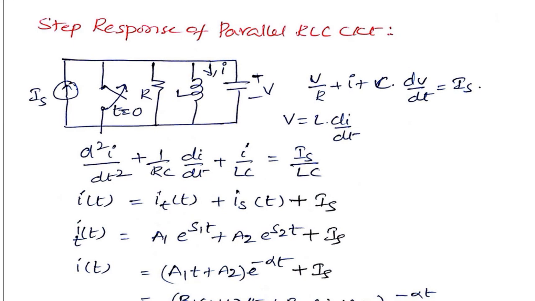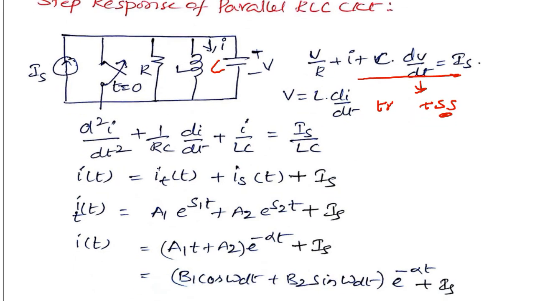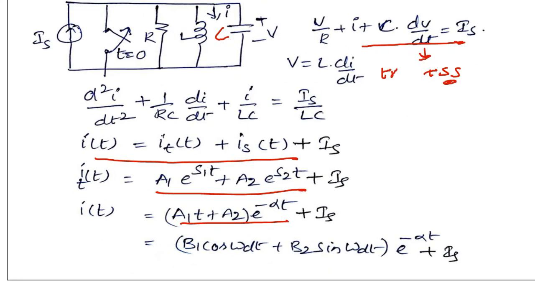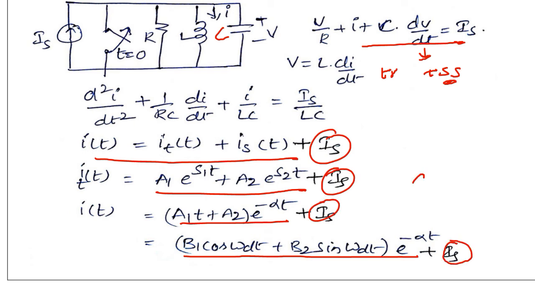Similarly, the step response of RLC parallel circuits. Here I am taking a current source, so R, L and C are connected in parallel. By writing the equation v by R plus I plus C into dv by dt is equal to Is, this equation will give two responses: the transient response plus the steady state response. Writing this equation, we can find the coefficients of the transient part as we did earlier, and Is is there because of the steady state response. Here there are three different cases: over damped, critical damped, and under damped, as we saw earlier. The remaining procedure is the same.